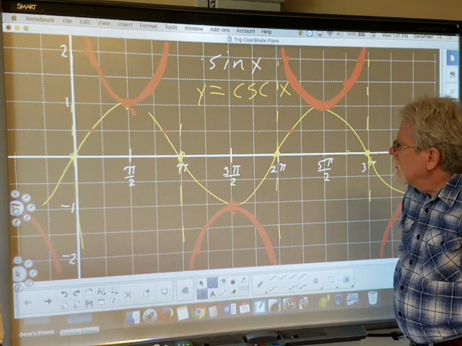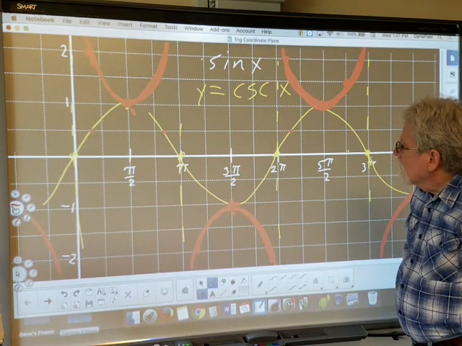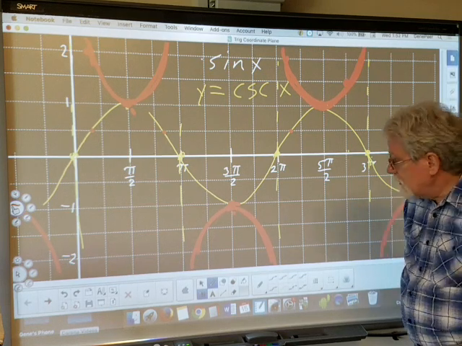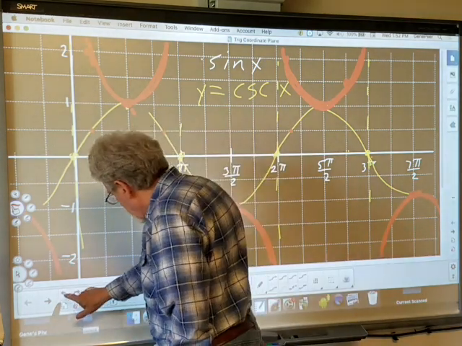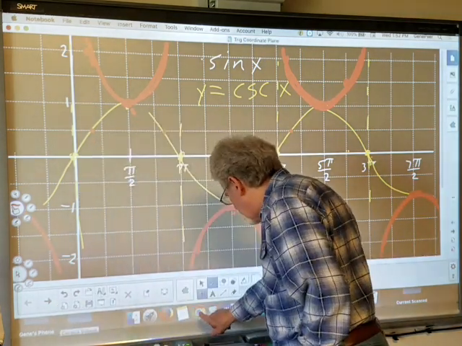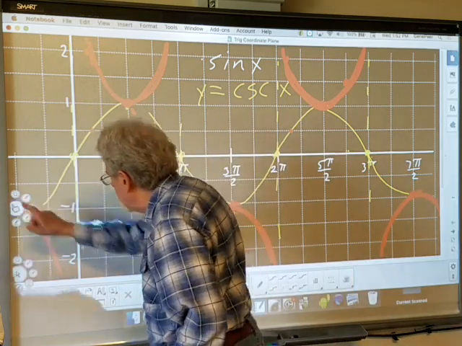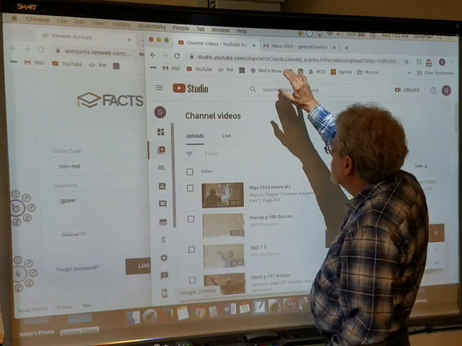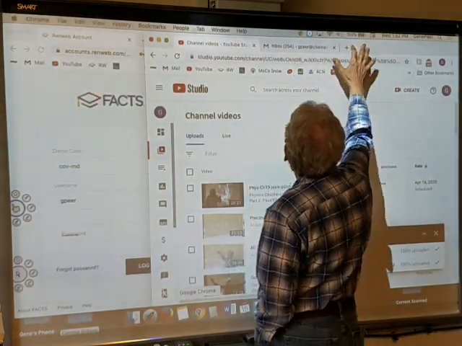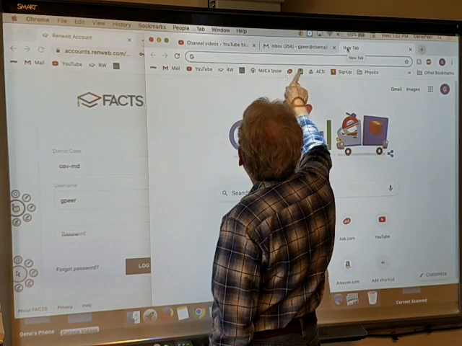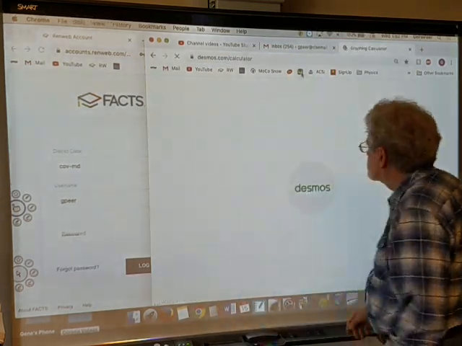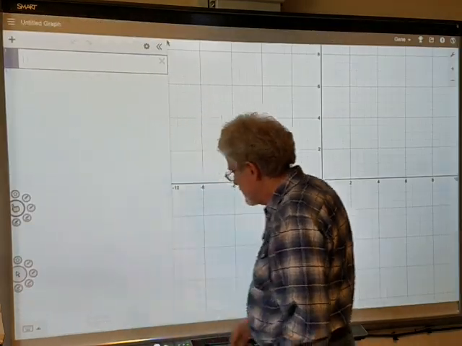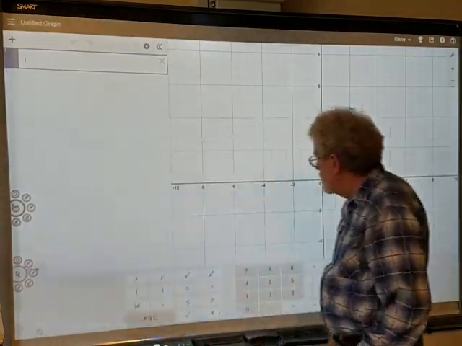Well, what about secant? Secant being the reciprocal of cosine. Well, that becomes very easy now. Tell you what, I can't resist. Let's go ahead and take a look at Desmos and look at secant. I need to go here, and I need to go to there. Haven't seen Desmos in a while. Let's go full screen. Okay, and let's get my keyboard up here.